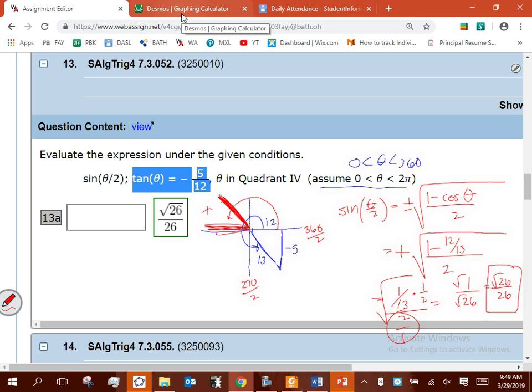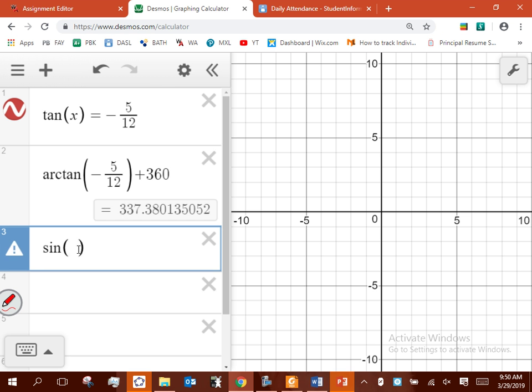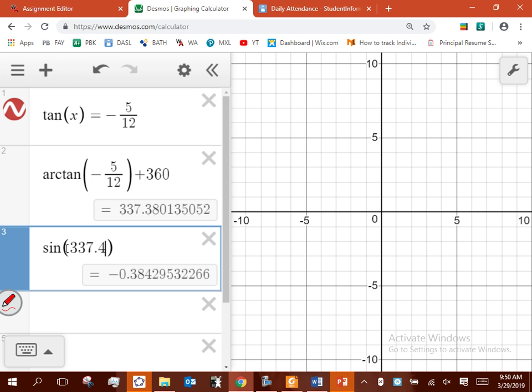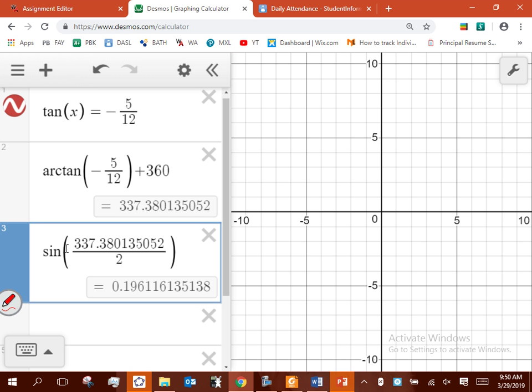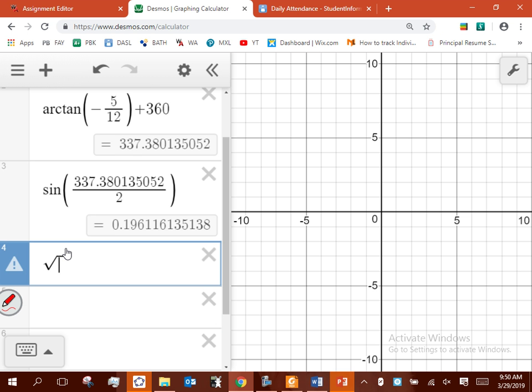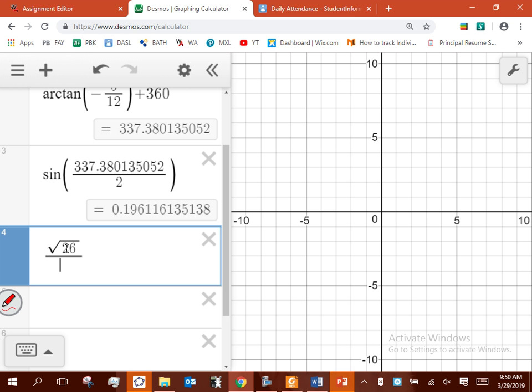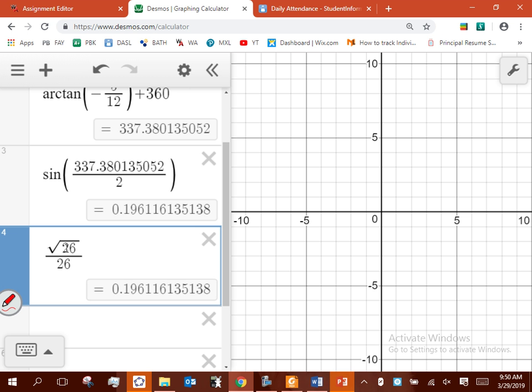Okay, we should always be able to find that. If they give me what the tangent of theta is equal to as a ratio, or the sine of theta equal to as a ratio, if they give me the ratio, I should always be able to figure out the angle that they talked about. Now, if I take sine of that angle, 337.3801355052, and divide it by 2, there's my half angle, right? That should be the same thing then as the square root of 26 divided by 26, and we see that it is, right?